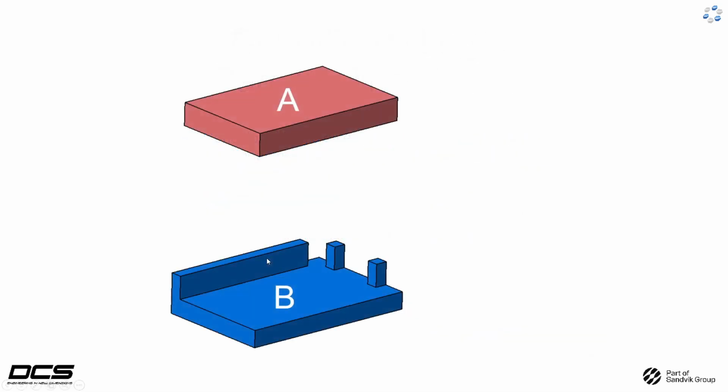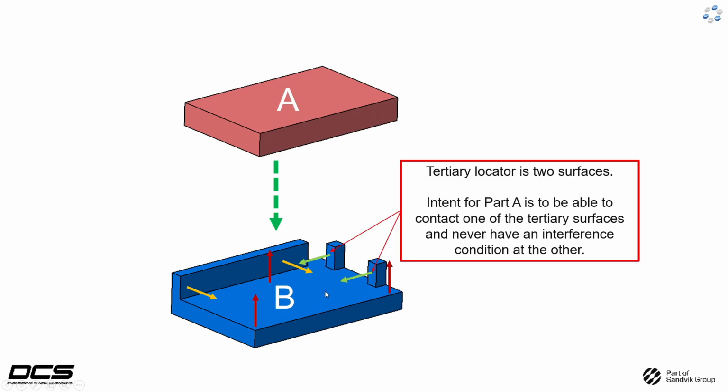So in this example, we have part A and part B. When part A locates to part B, its primary is the big surface here in red, so we would have 3 points there for primary. The side wall here would be secondary. And for tertiary, we actually have 2 surfaces here in green. Because we have these 2 surfaces for tertiary, you only need 1 for a move.